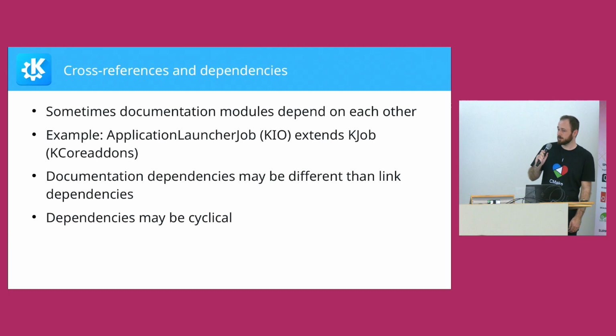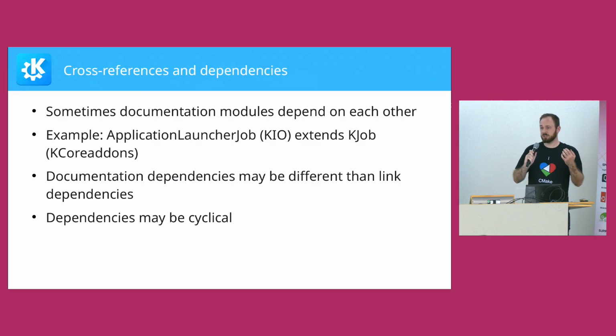I've mentioned dependencies, so you might wonder, why do I need to explicitly specify them if the build system knows about dependencies already? The thing is, sometimes the documentation for a given library depends on the documentation for another library. For example, if we have a class like QDoc application launcher job, which lives in the QDoc repository and project, that extends KJob, which is a class that lives in a different library, in KCoreAddons.